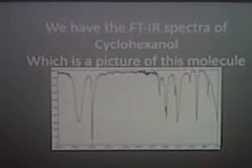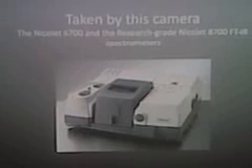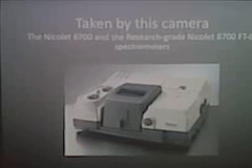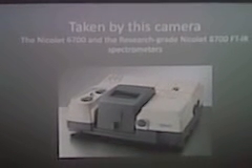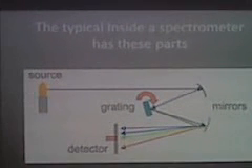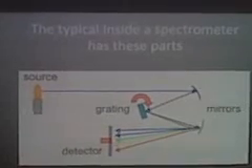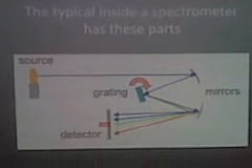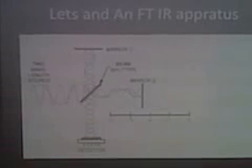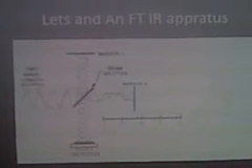Here we have an FTIR spectrum of cyclohexanol, with a picture of this molecule. It is taken with the Nicolet 6700 and the research grade Nicolet 8700 FTIR spectrometer series, which look like this. Inside the spectrometer, you have these typical parts: a light source, a grating, mirrors, and a detector. When an interferometer is introduced into the instrument, it allows us to grab light all at once.